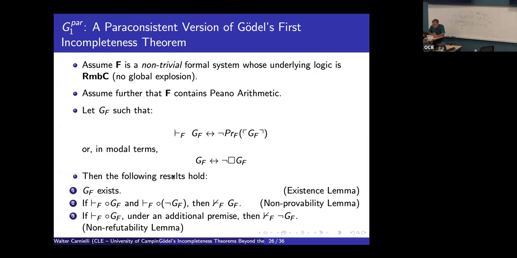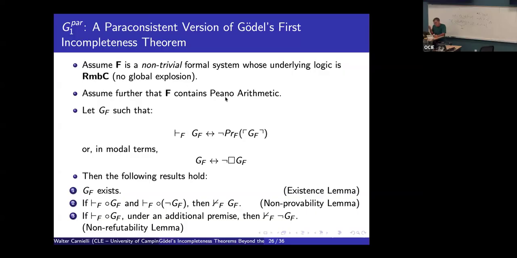Now let's go to G1, a paraconsistent version of Gödel's first incompleteness theorem. Assuming that F is non-trivial, look, I'm not assuming that it's non-contradictory. I only assume that it's non-trivial. It can have a contradiction. Why? Because my logic supports contradiction. It is strong enough to bear contradiction, right? So I just need to assume that F is a non-trivial formal system whose underlying logic is RMBC, so there is no global explosion.